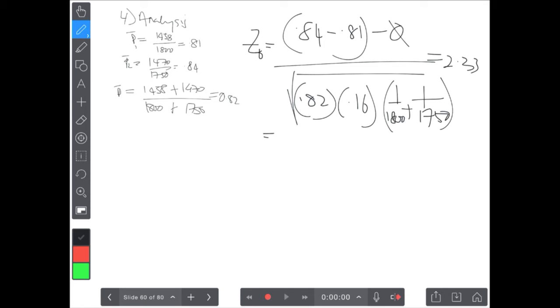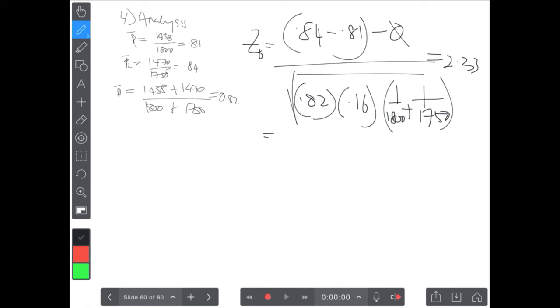And some of you may recall that 2.33 is when you have 0.01 in the tail of the distribution, right? Because that's like a 98% confidence interval. Yeah, 0.01, 0.01, and the Z value is 2.33. But you don't have to remember it that way.